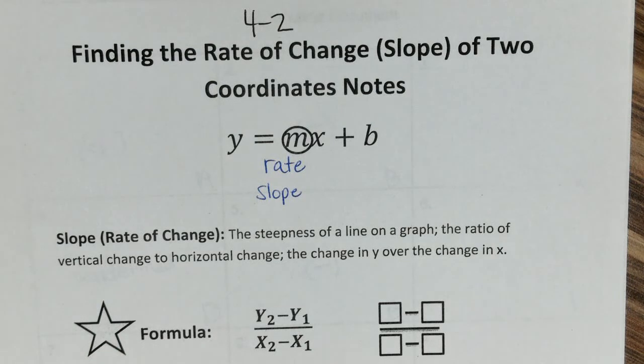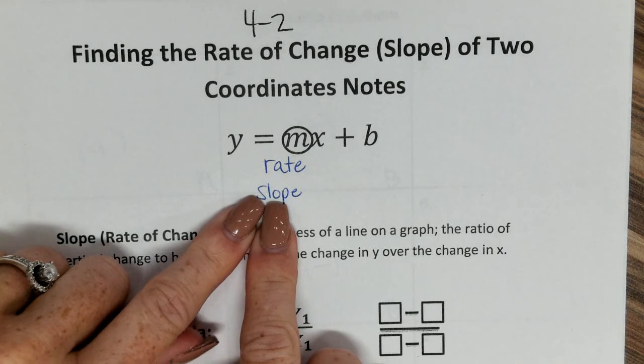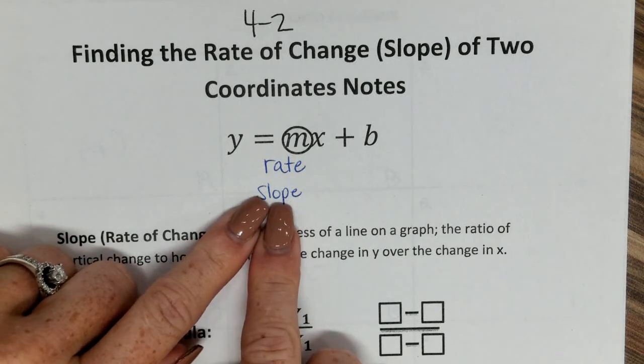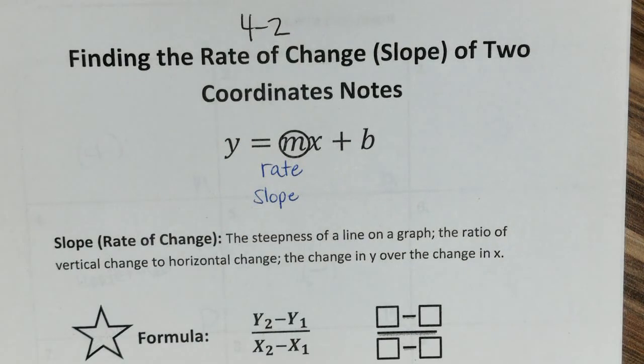So all we did yesterday is we learned that rate can also be called slope. And we talked about slope on a graph yesterday, yes? And how did we find the slope on the graph? What was the formula? Rise over run. Very, very good. Today we're not going to have a graph.